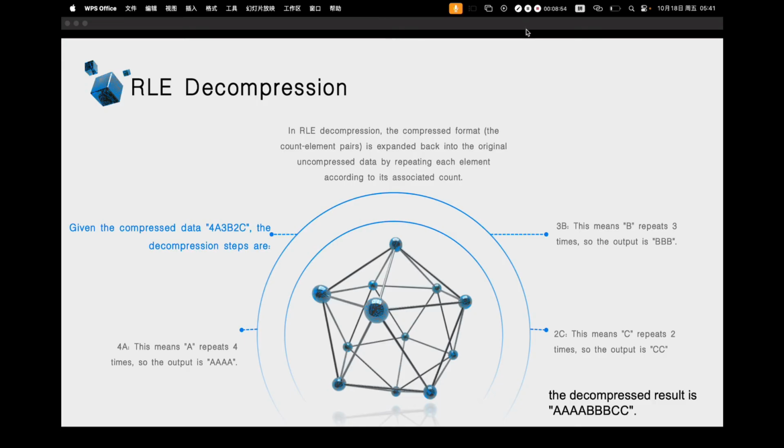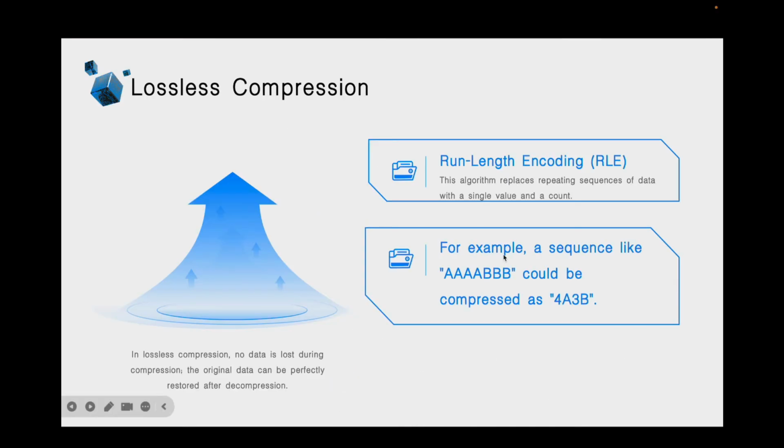Okay, now I'm going to introduce RLE decompression. RLE decompression is a method to reconstruct the original data from its compressed format, where sequences of the same character are stored as a single character followed by a count. And how does it work? In RLE compression, characters are represented as single characters followed by the number of times they appear consecutively.